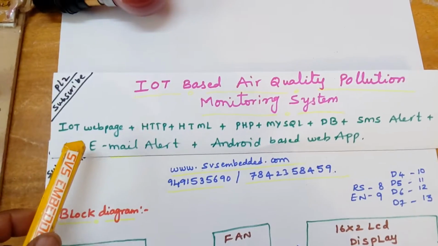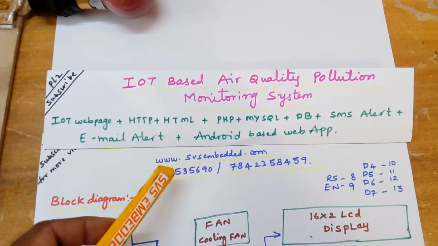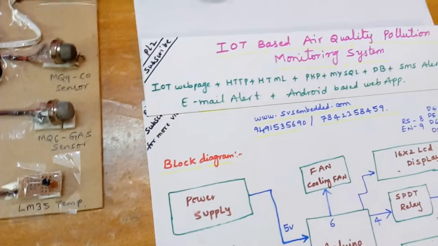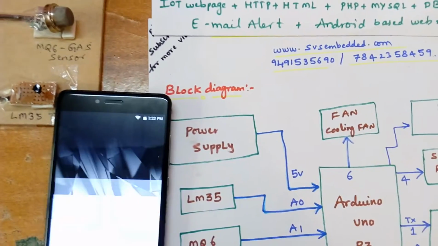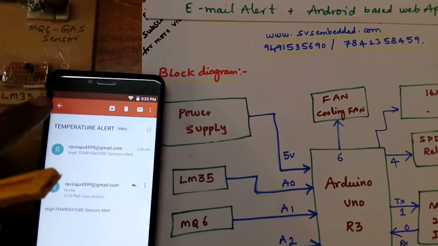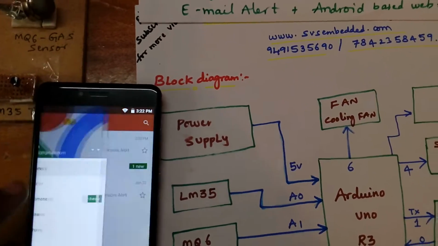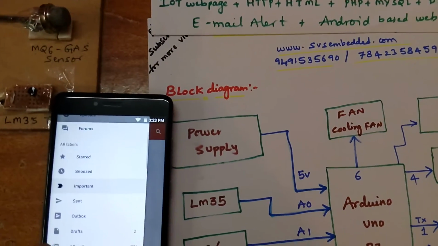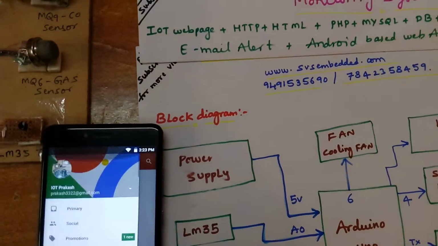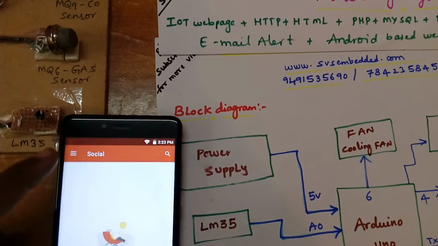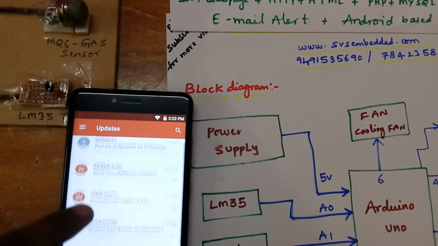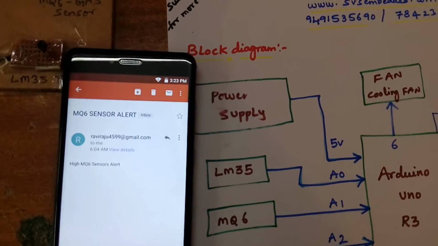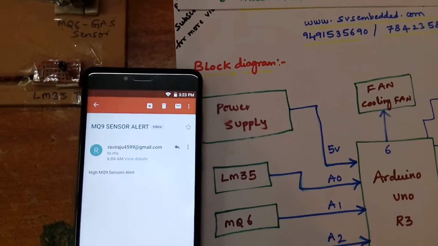Here I'm using an IoT web page, HTTP, HTML, PHP, MySQL DB, SMS alert, email alert, and an Android app. The email alert comes like this: Outlook, primary, social, updates. It is a temperature alert, MQ6 gas alert, and MQ9 CO alert.